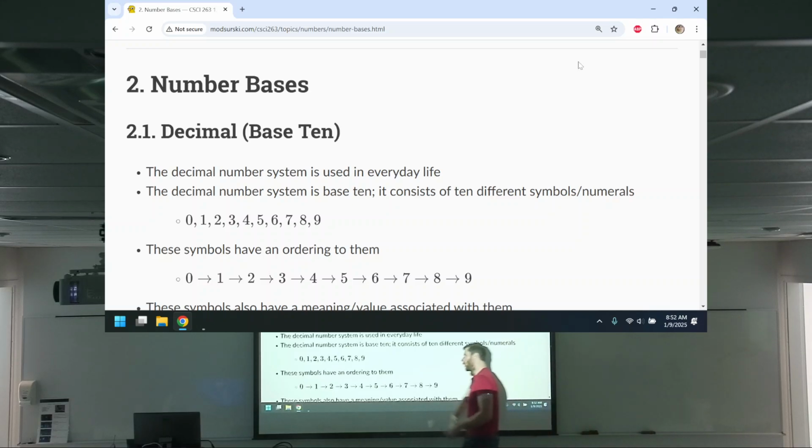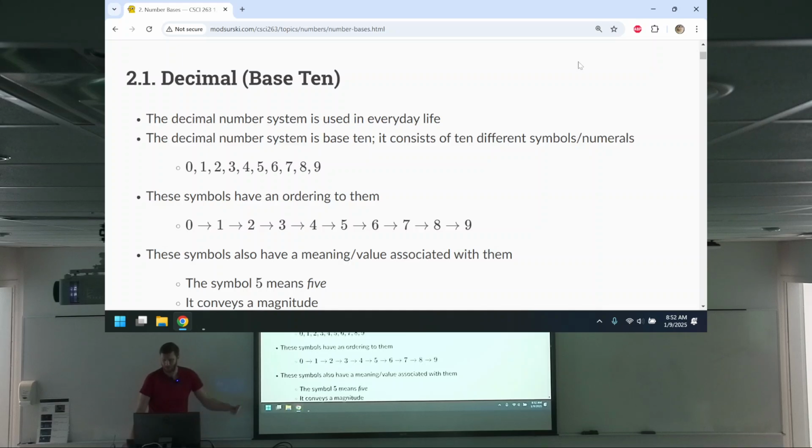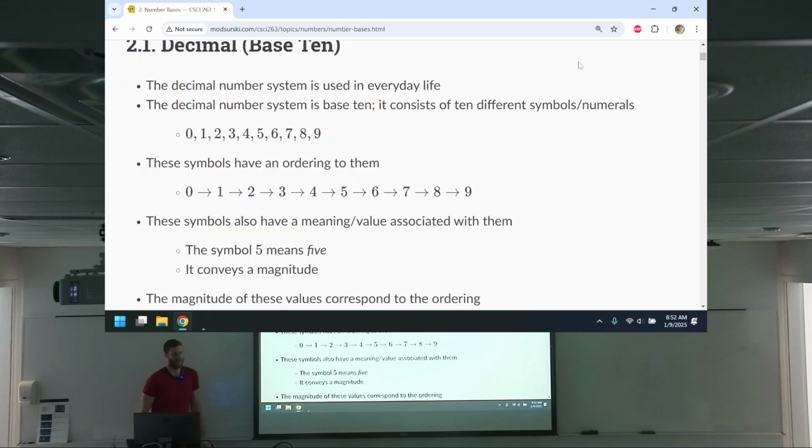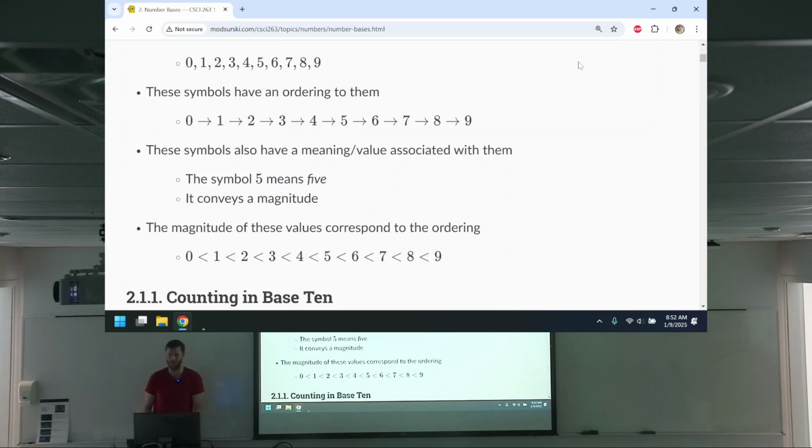And usually, if we're using these symbols to represent integers, we know what they mean. The symbol 5 means 5. Now, is that a quantity? Maybe. Is it an abstract number? Maybe, whatever. It means 5. It could mean something else, but it usually means 5 if we're talking about integers. And so they convey a magnitude. So far, so good? And this magnitude does obviously correspond to the ordering. Okay? Cool.